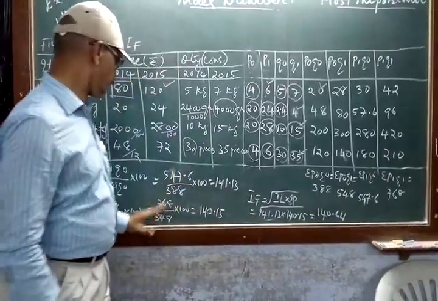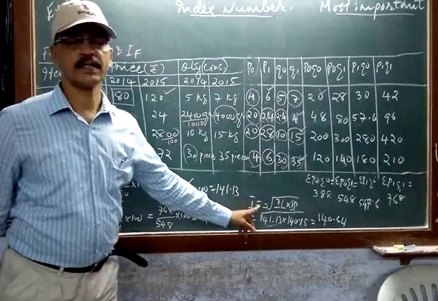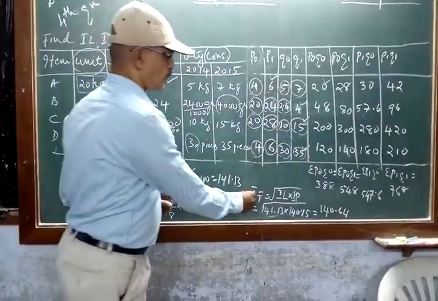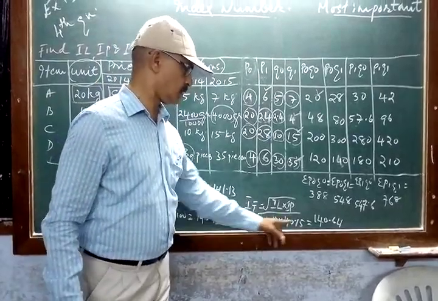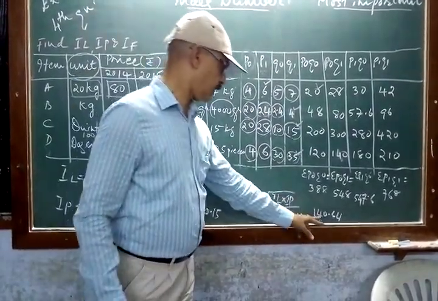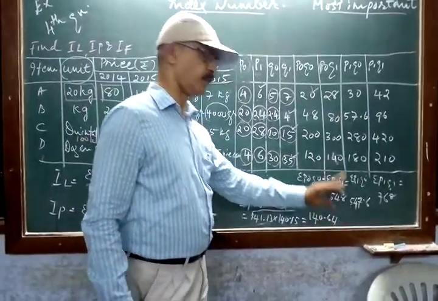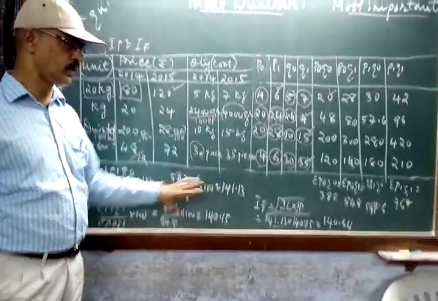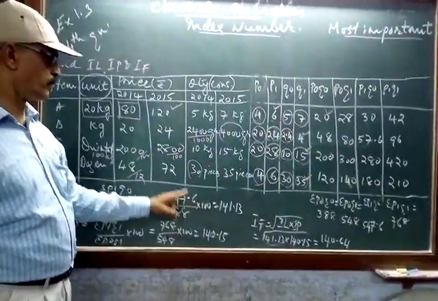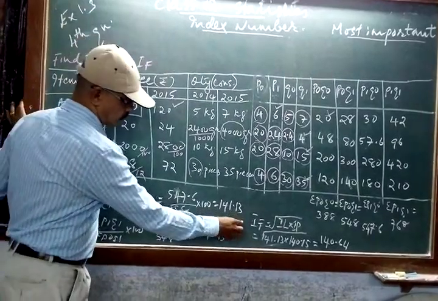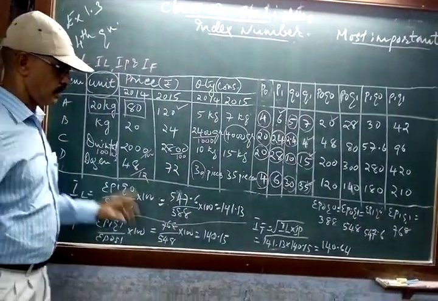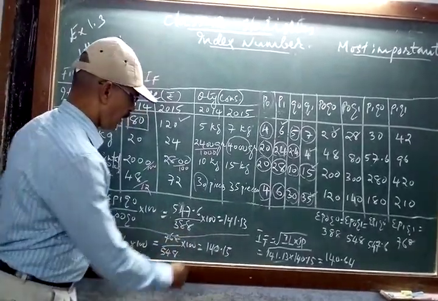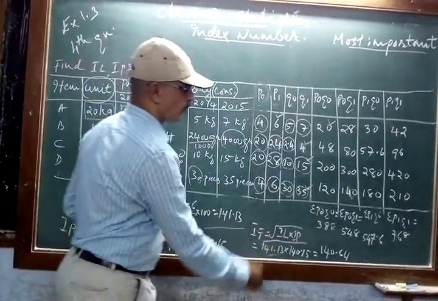And from these two calculations, Fisher's index can be easily calculated. IF is equal to the square root of IL into IP, which is equal to this calculation, and finally the answer will be 140.64. So we have got all three values, and you have to show the calculations and the formula in the answer, and you will be able to get full marks for this.